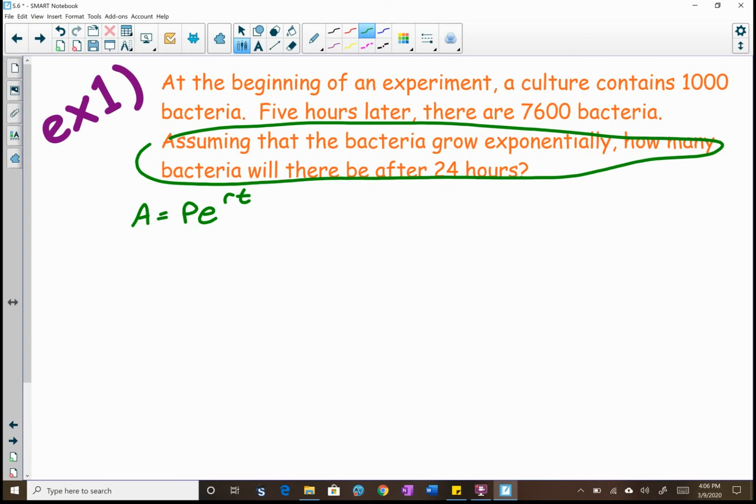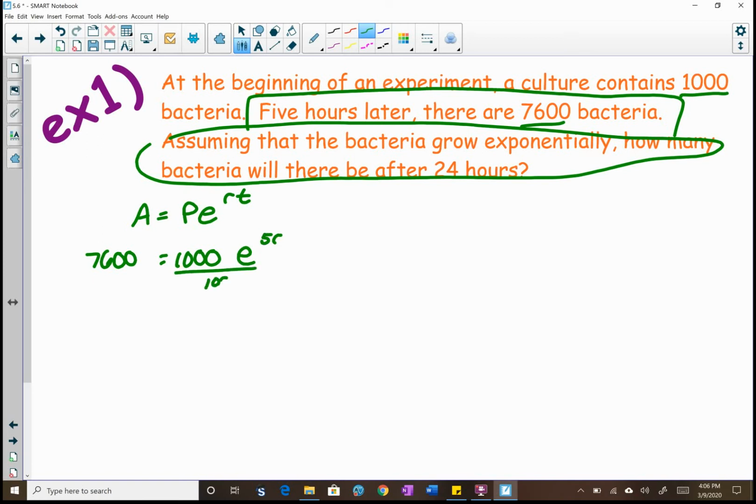Okay, so I'm going to start. I have 1,000 for P. It's my initial amount. Now they give me this seemingly random sentence here: 5 hours later, there are 7,600 bacteria. They give me this one moment snapshot to find the rate. So I'm going to use this as my A. And then 5 is my T, so I'm trying to find R.